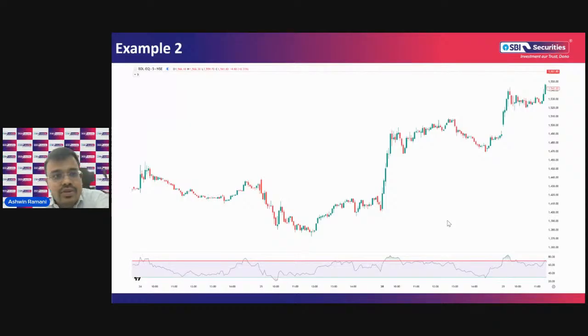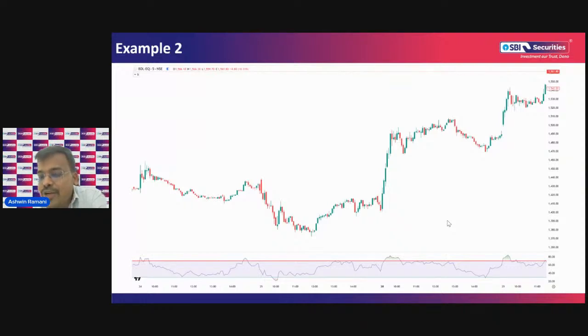Example number 2, guys. So this is the chart of BDL, that is Bharat Dynamics Limited, defense stocks. Defense stocks have been in the news for the last 2 days now. तो एक आई थिंक आज तो प्रॉफिट बुकिंग भी दिखाई दी काफी सारे डिफेंस स्टॉक्स में. But how many of you all can spot a divergence here?